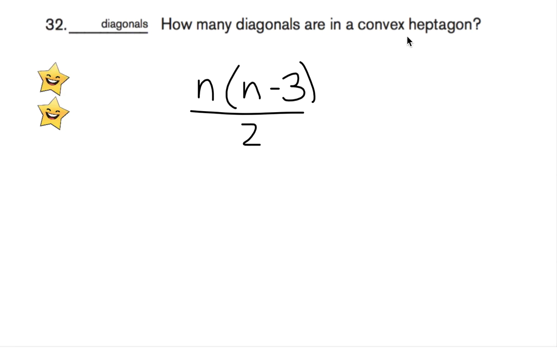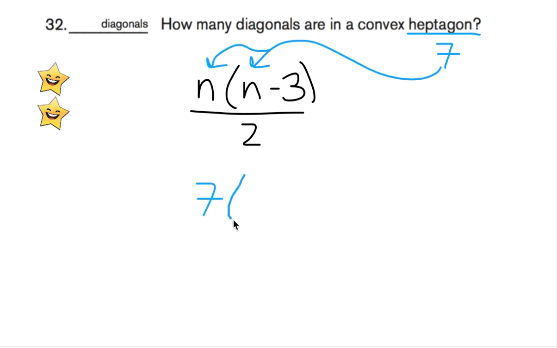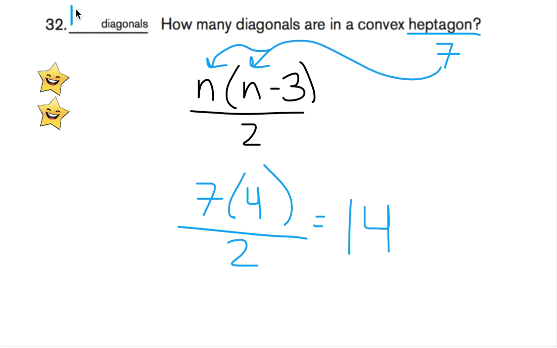So in a heptagon, we have 7 sides. So we're just going to plug 7 into n, and that gets us 7 times 4 divided by 2, which is 28 divided by 2, which is 14. So our answer is 14 diagonals.